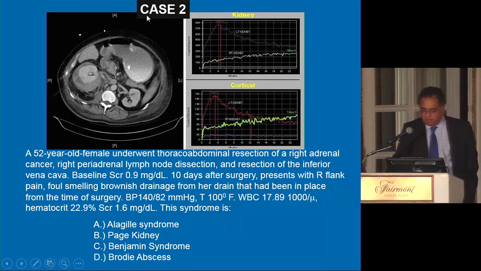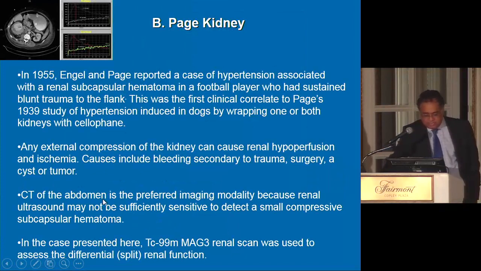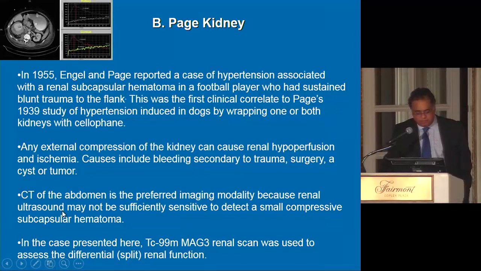And what's happening is there's compression going on, right? And you can see that here, where you can see the difference between one kidney versus the other in terms of renal flow, right? And that's what a Page kidney is. And here, I think you can see that there is compression going on, okay? So the CT of the abdomen is the preferred imaging modality because renal ultrasound may not be sufficiently sensitive. In the case presented here, the MAG3 scan was used to assess the split renal function.